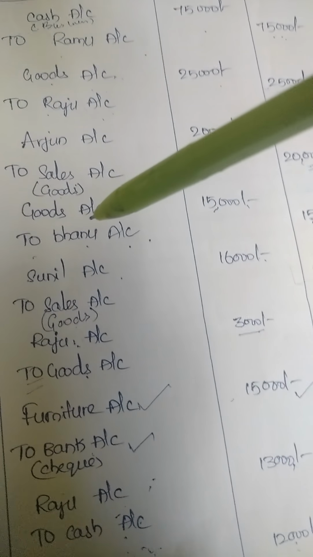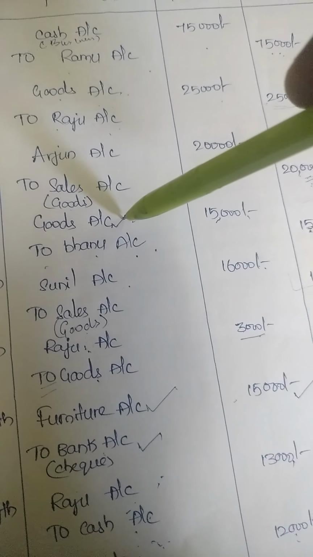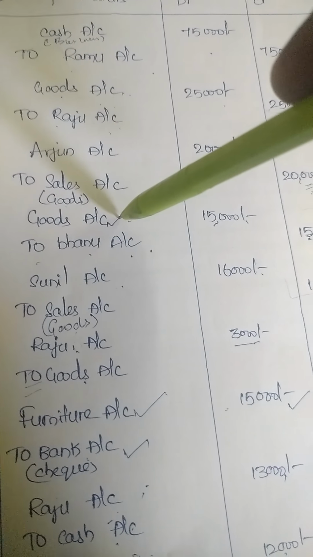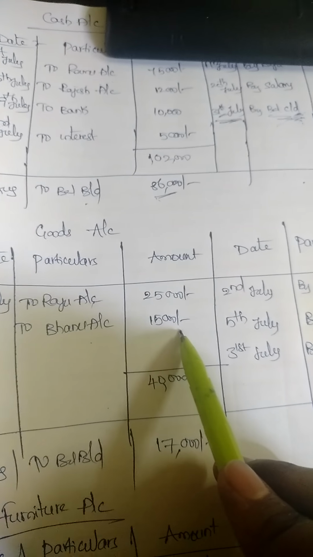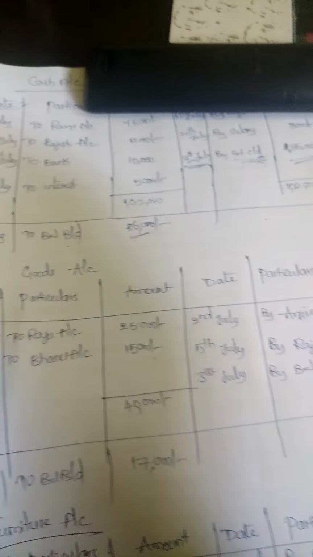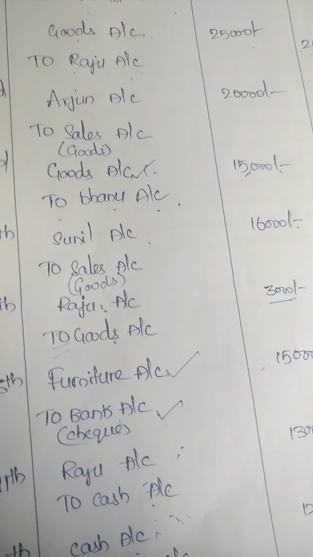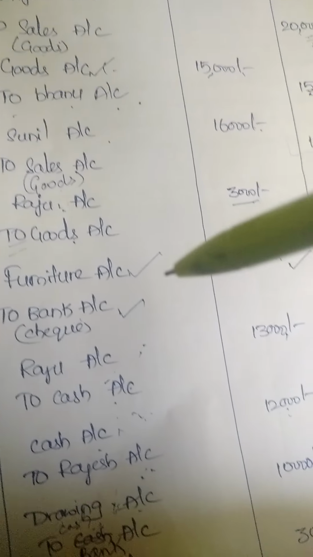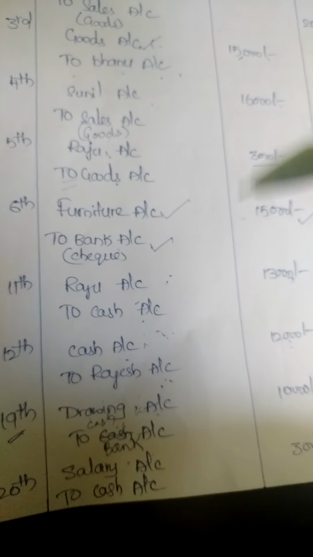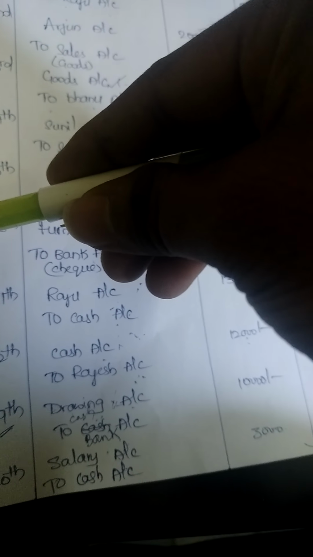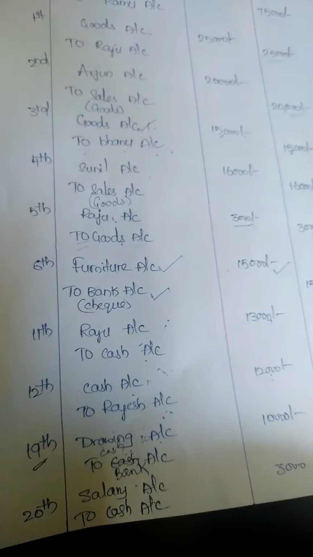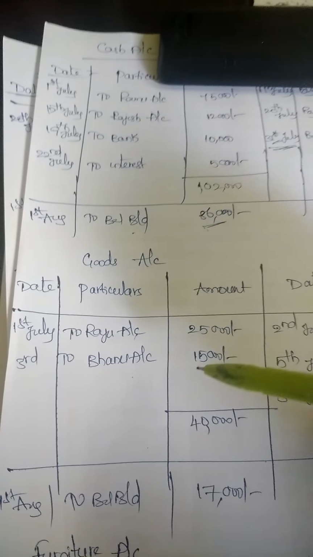Next, any transaction with goods account, that is the fourth transaction. The transaction date is 3rd July. The amount is 15,000 rupees. Goods account to Banu. Here, to Banu we have to write 15,000 rupees. Then after posting all these, we again have to verify whether any goods account transactions are there in the journal. Furniture account is there, Raju account is there, cash account is there, salary account is there, but no goods account in the journal. So that finishes the debit side information.